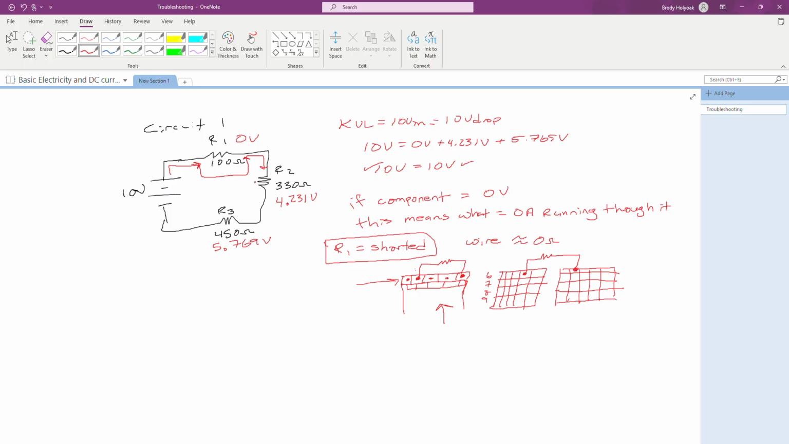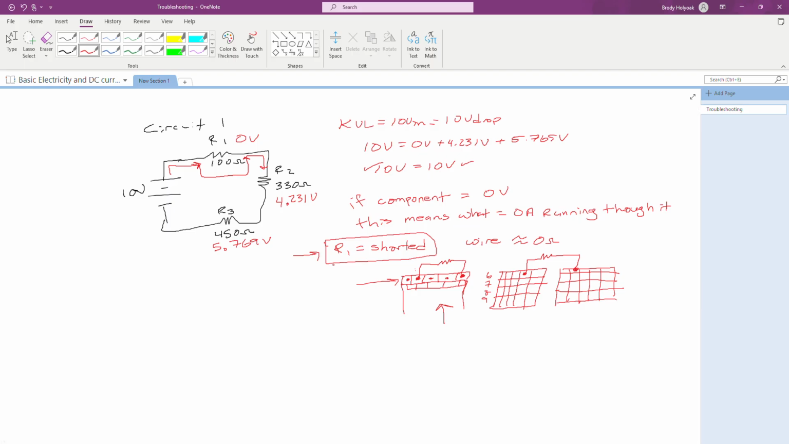This one got shorted, therefore something else got too much current, therefore it got too much power, and therefore that component burned up. But just a 0 voltage reading across that component with nothing else is usually an indication that that component is shorted. That's going to be one of the majority rules that you can kind of count on. It's not going to happen every single time, but the vast majority of the time, it will indicate that R1 has been shorted.